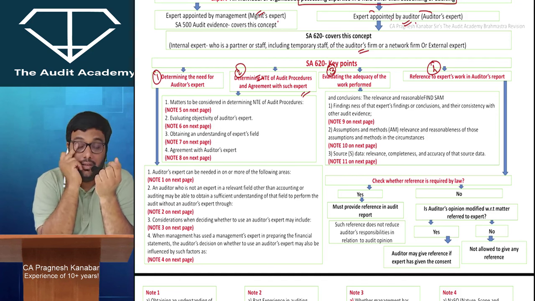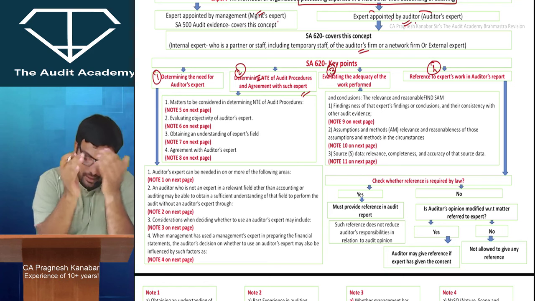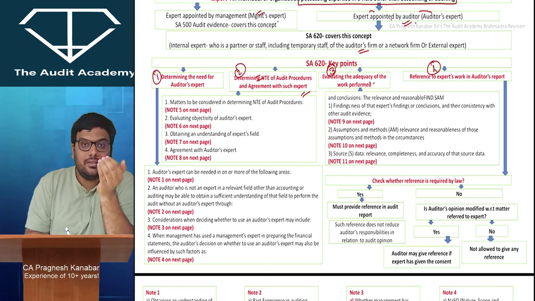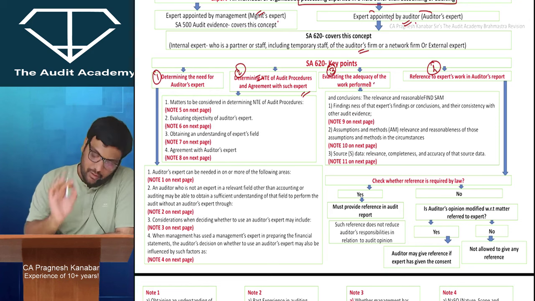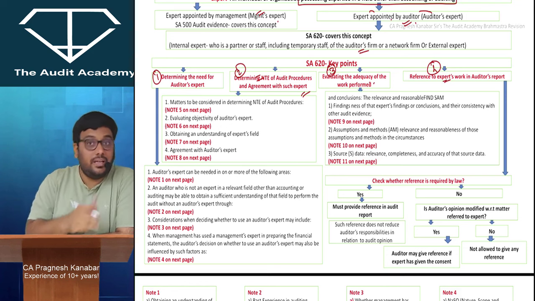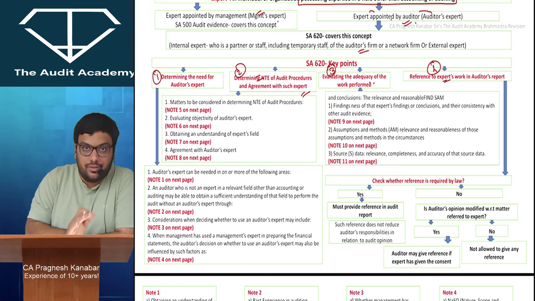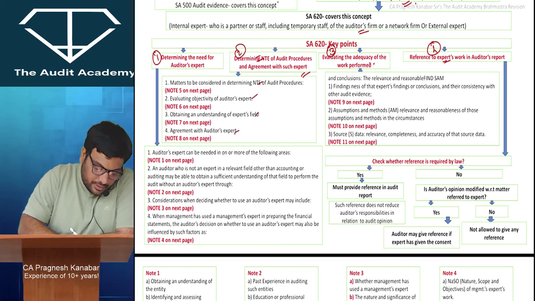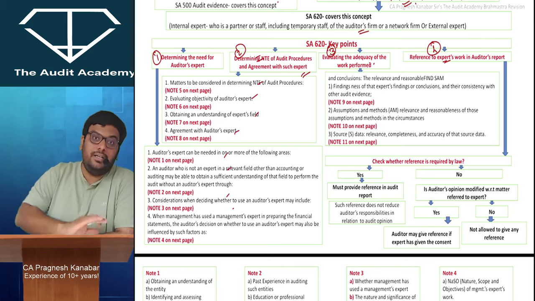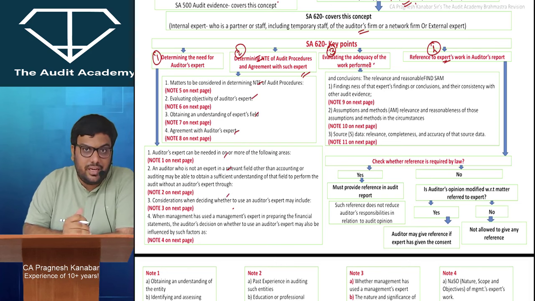Then, okay, I need an expert, I've appointed an expert. Now, I need to coordinate with that expert, to see whether that expert's work is adequate or not. At the end of the day, if I want to write about that particular expert in my audit report, can I write it or not? So, these are the only four categories of questions. Within each of these categories, there are further sub-questions. This division is completely made by me. It's a very customized division that I've done.